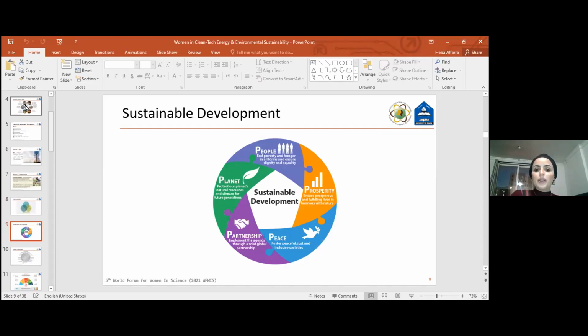Okay, sustainable development. When we are talking about sustainable development, we mean we have three Ps. Here in our presentation, we need to focus on two. The first one is people, and today, by people, we mean women and girls. So end poverty and hunger in all forms and ensure dignity and equality in life. And the planet: we need to keep and protect our planet, natural resources, and climate for future generations and keep it as it is.